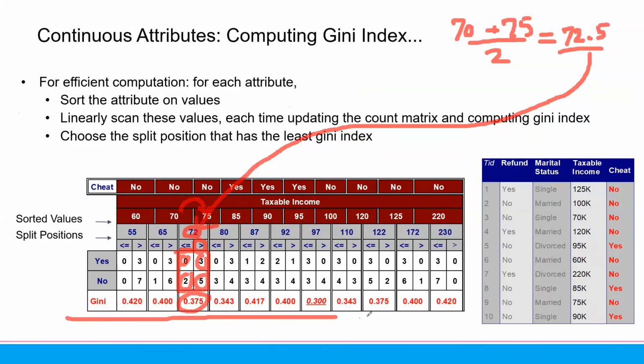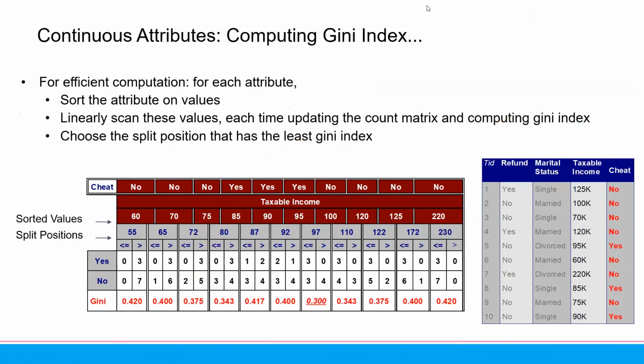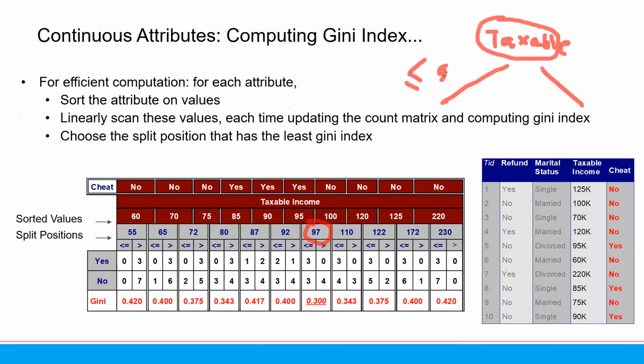So we calculate for every possibility of this one, and okay, we get the minimum. The minimum is 0.3. Then we can say that we can use this number as the splitting point. So if we have the attribute taxable income, then I can split. This one is less than or equal to 97K, and the other split is higher than 97, something like this. Because 97 gives you the least value of the Gini index.